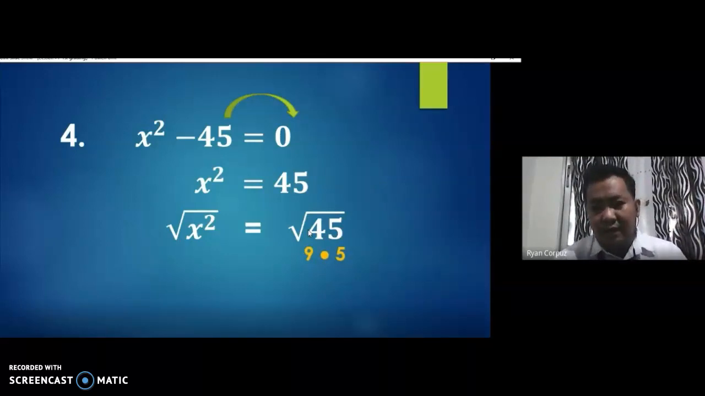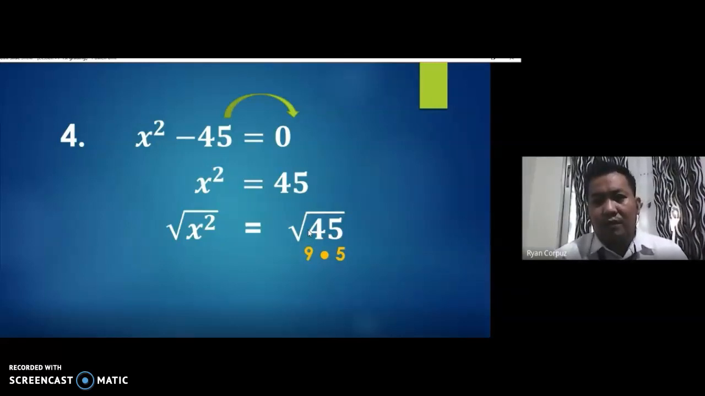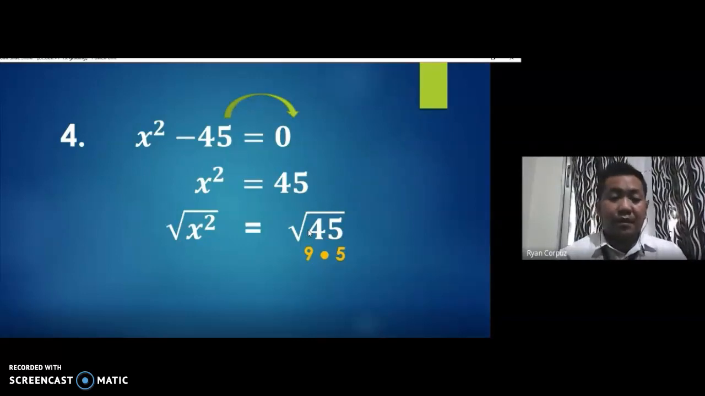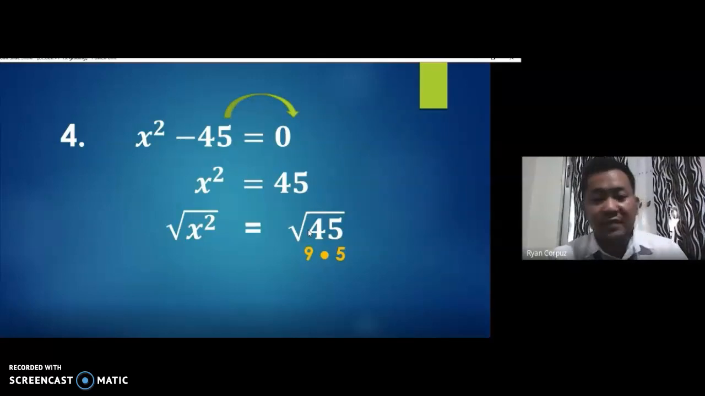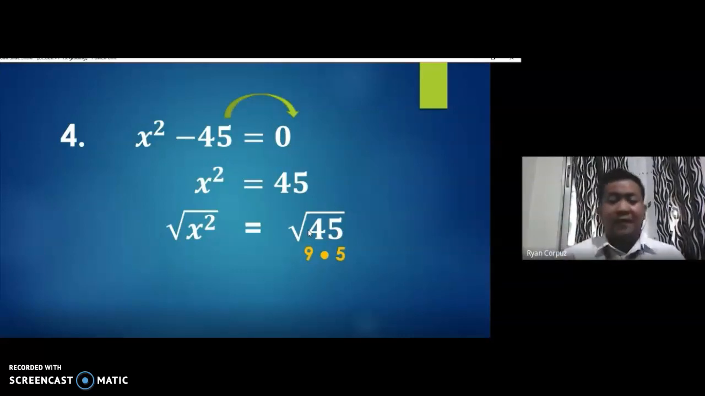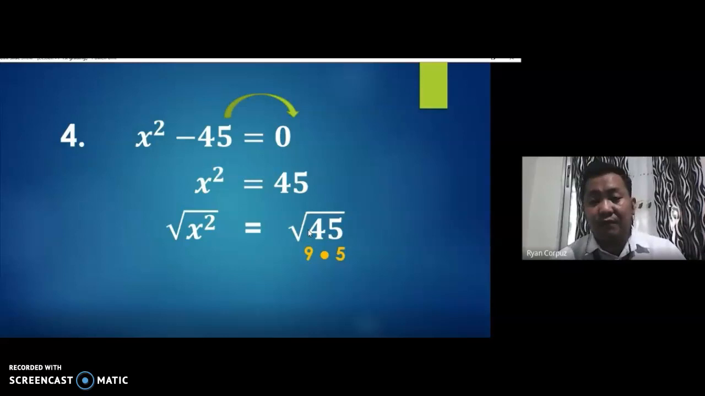So, let's write first the one which is what we put as the perfect square. In that case, 9 is a perfect square. So, what are we going to do next? Since 9 is a perfect square, we can find its root. What is the square root of 9? That is positive 3 and negative 3.